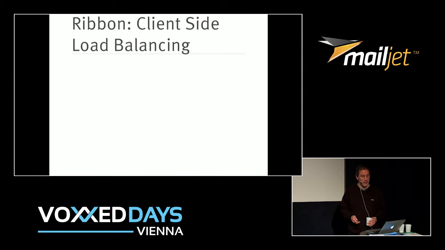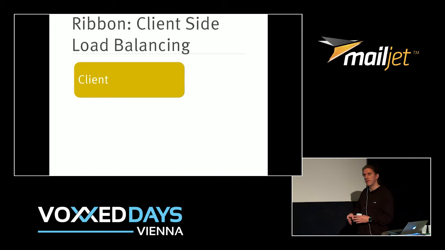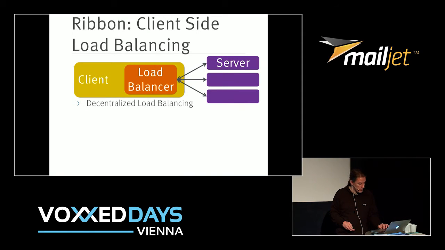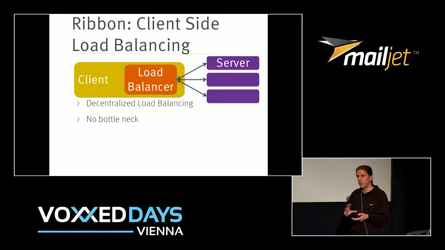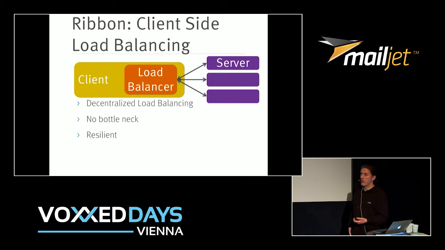And that is why Ribbon does client-side load balancing. So what does that mean? Well, here's my client. And inside, so that would be the calling microservice, the microservice that calls other microservices, is a load balancer that talks to all the servers. So it's a decentralized load balancer. And this is no bottleneck because every client decides which server to talk to all by itself. So there is no bottleneck because it's all decentralized. And it's also resilient. If the load balancer crashes, well, it's just part of the client. So it doesn't matter. The other clients are not influenced at all.